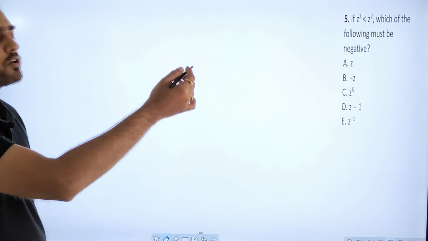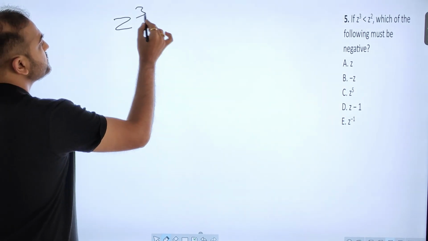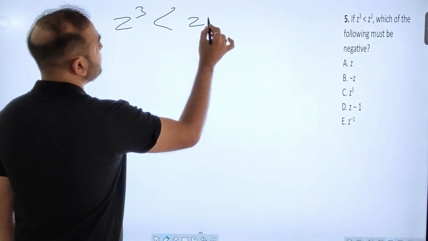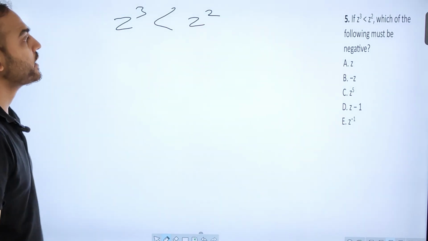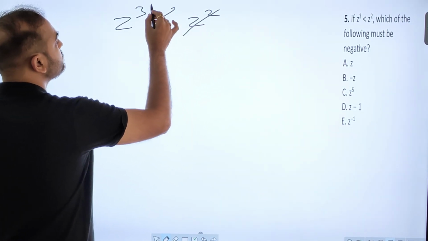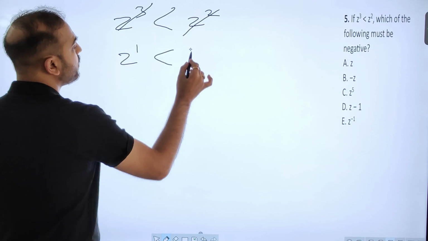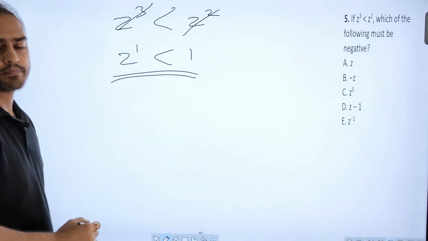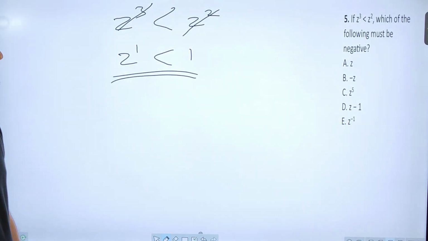This is slightly similar to the previous one. We have z cube less than z square. What I can do, I can simply cancel z square with z cube. I get z power 1 less than 1. Okay, let that sink in.